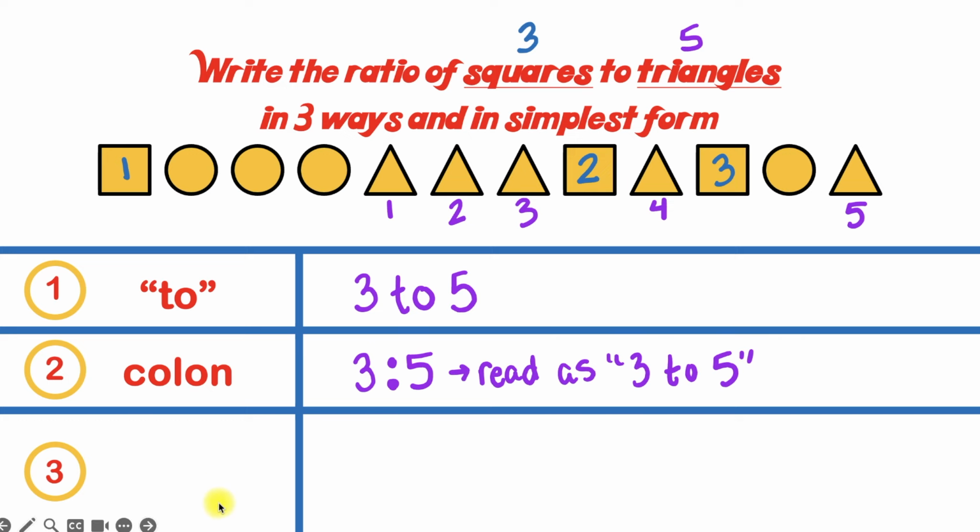And finally, the last way to write ratios is using the fraction form, where the number in the top of the fraction is the first term in our ratio, and the bottom number is the second term in our ratio. So first we'll write the number 3, which represents the number of squares, and then our line for our fraction, and then the second term on the bottom, which is the number 5, which represents the number of triangles. And it's the same here as it is with colons. Even though we write it as 3 over 5, because we're talking about ratios, we still read it as 3 to 5.